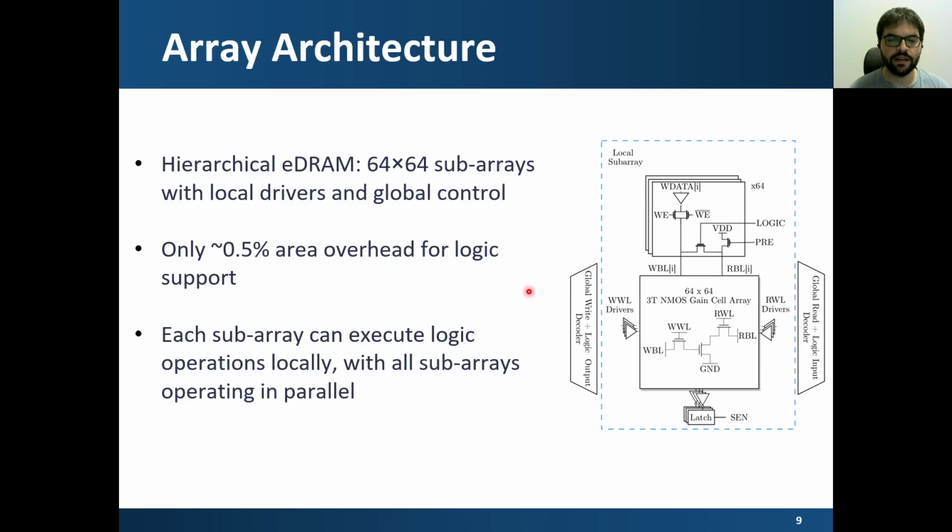And again, with the idea to have an array that is built as a hierarchy, we get another form of parallelism. We perform a bit operation across rows. That's one form of parallelism. And since we can perform the same operation on multiple subarrays, we have another form of parallelism where all of those subarrays are performing the logic operation at the same time.